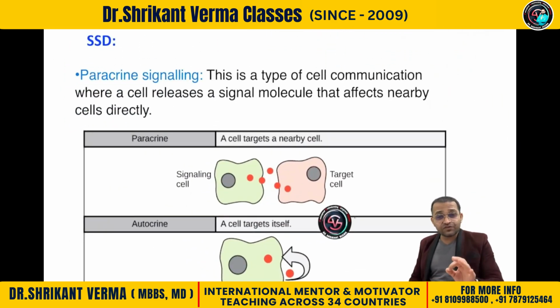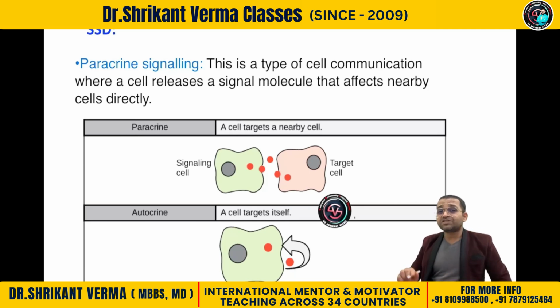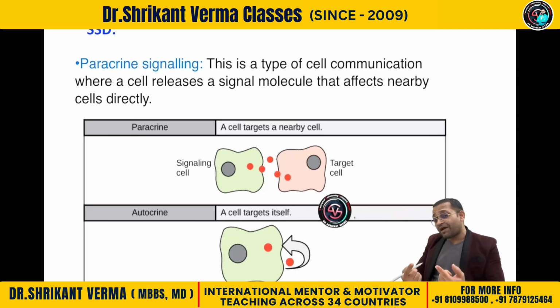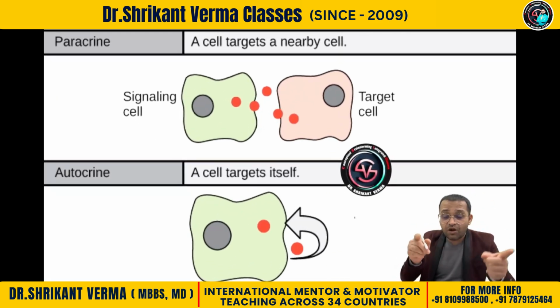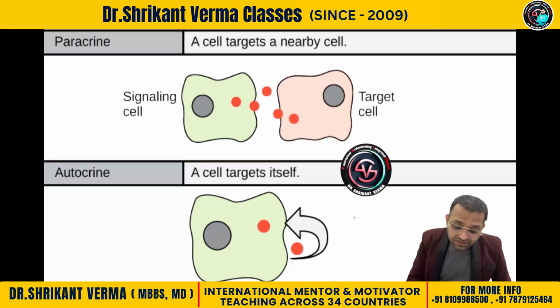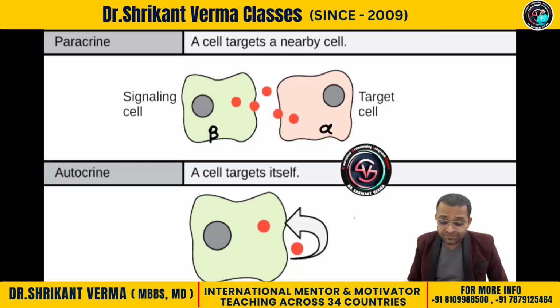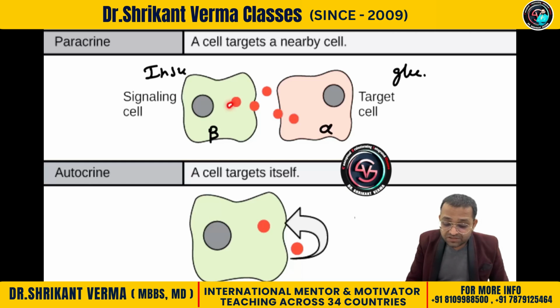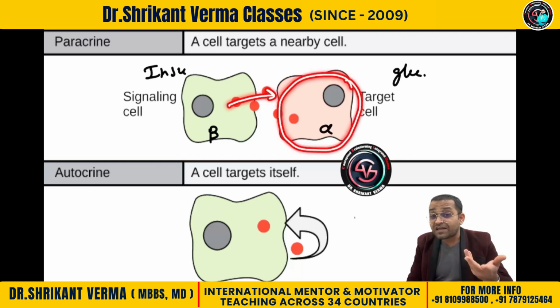Paracrine signaling, the physiology part, is a type of cell communication where a cell releases a signal molecule that affects nearby cells. I always say to students, everything is hidden in the name. Paracrine: para means surrounding. Suppose this is our beta cell, this is our alpha cell. The beta cell is secreting insulin, and the alpha cell is secreting glucagon. The secretion will affect the nearby cells. So this is our paracrine effect.